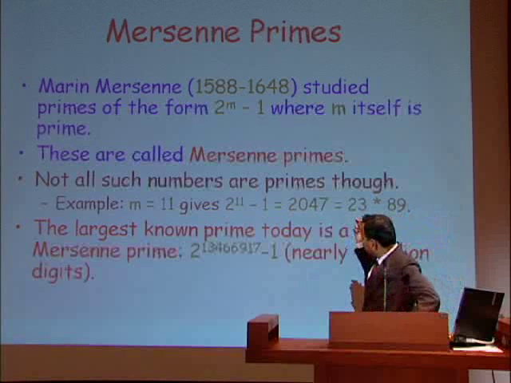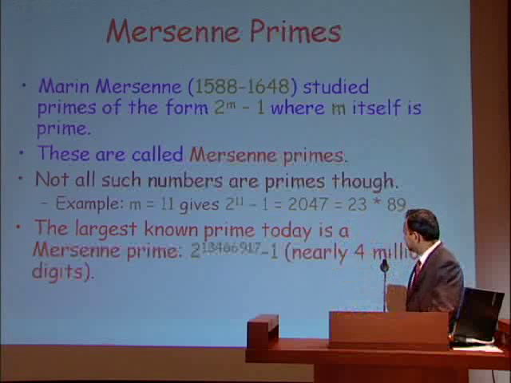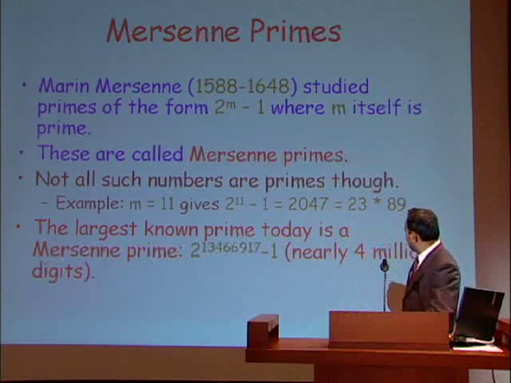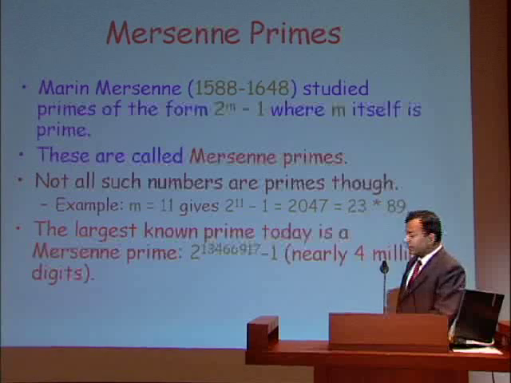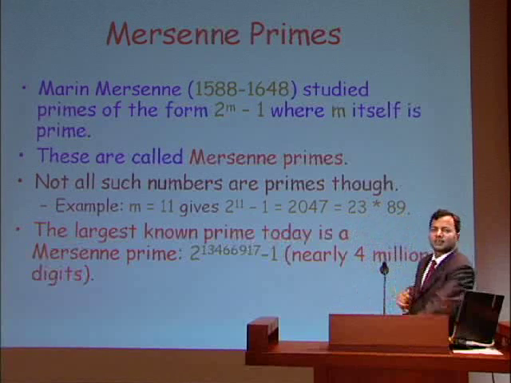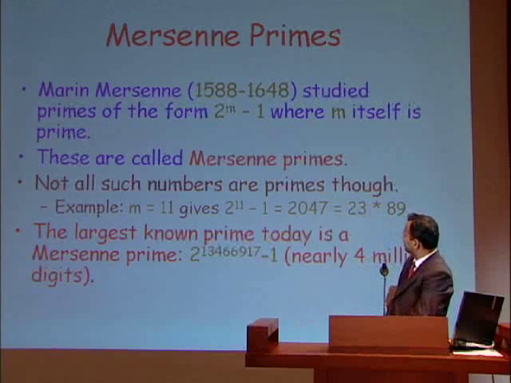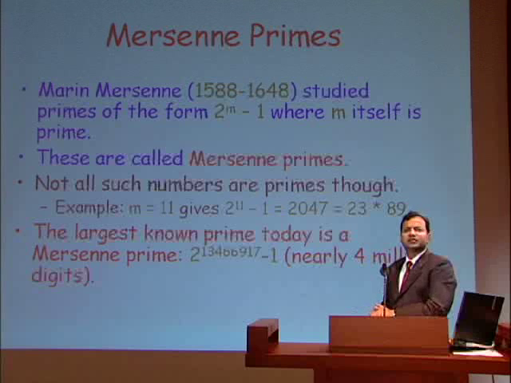Of course, not all such numbers are primes, as the simple example tells us: for m equals 11, we get the number 2047, which is a composite number. But these numbers are very nice in the sense that there seem to exist infinitely many primes of this kind, although it's not proven.